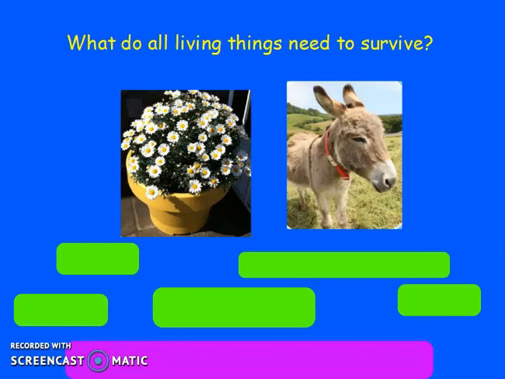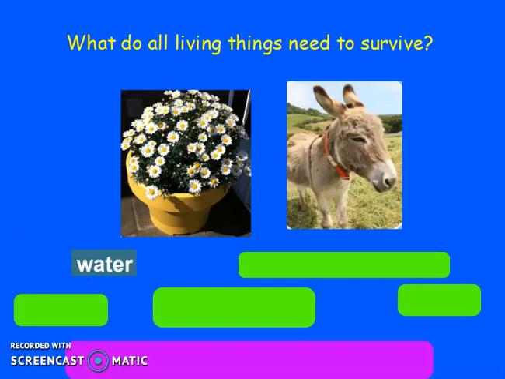Before we get started, I've got a question to ask you. What do all living things need to survive? I've got a picture of two living things here on the board, a plant and an animal. Very different, but they both need the same things to survive. I wonder if you can jot these things down on a piece of paper. There are 5 main things that we're going to talk about. What do you think then? What do all living things need to survive?